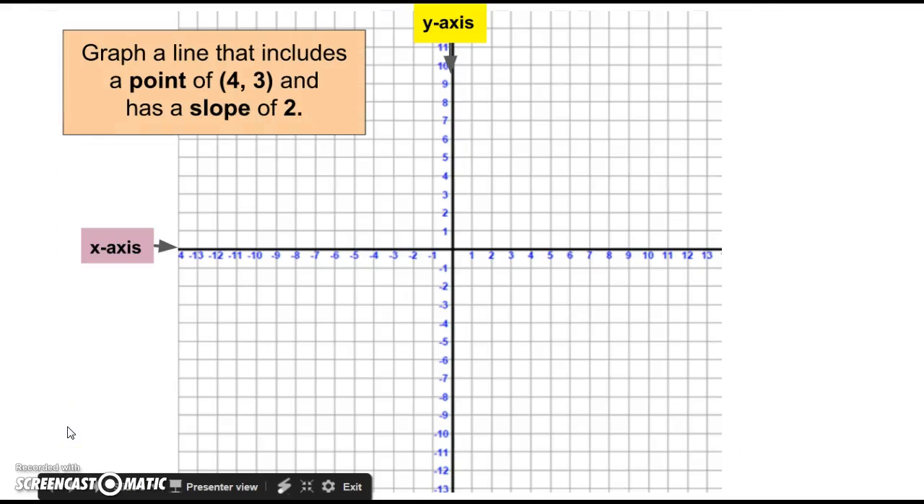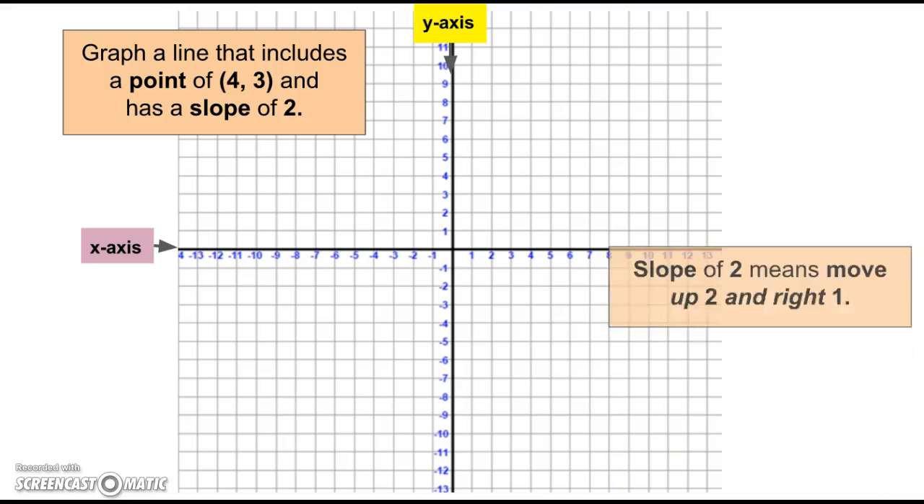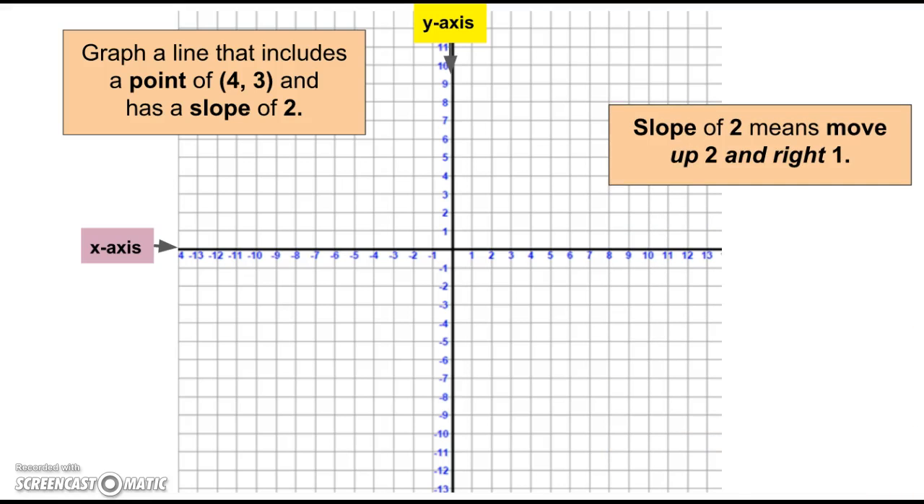So let's talk about how we would graph a line that includes a point at (4, 3) and has a slope of 2. Notice, guys, we only have 1 point, but we have a slope, so we can graph this line. Slope of 2 means to move up 2 and right 1. Let's start by getting point (4, 3). It's 4 to the right, 3 up. There's our point, because the first is our x and the second is our y coordinate.